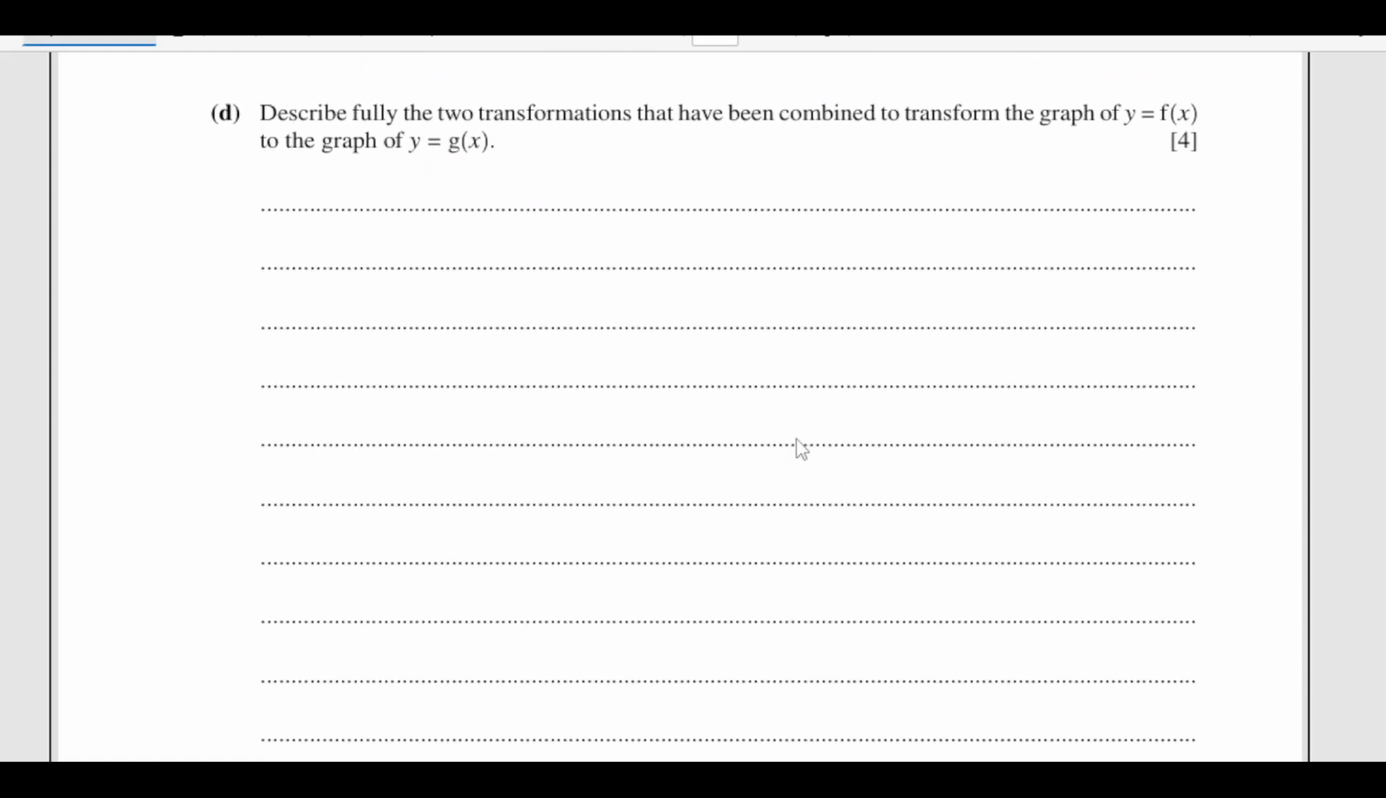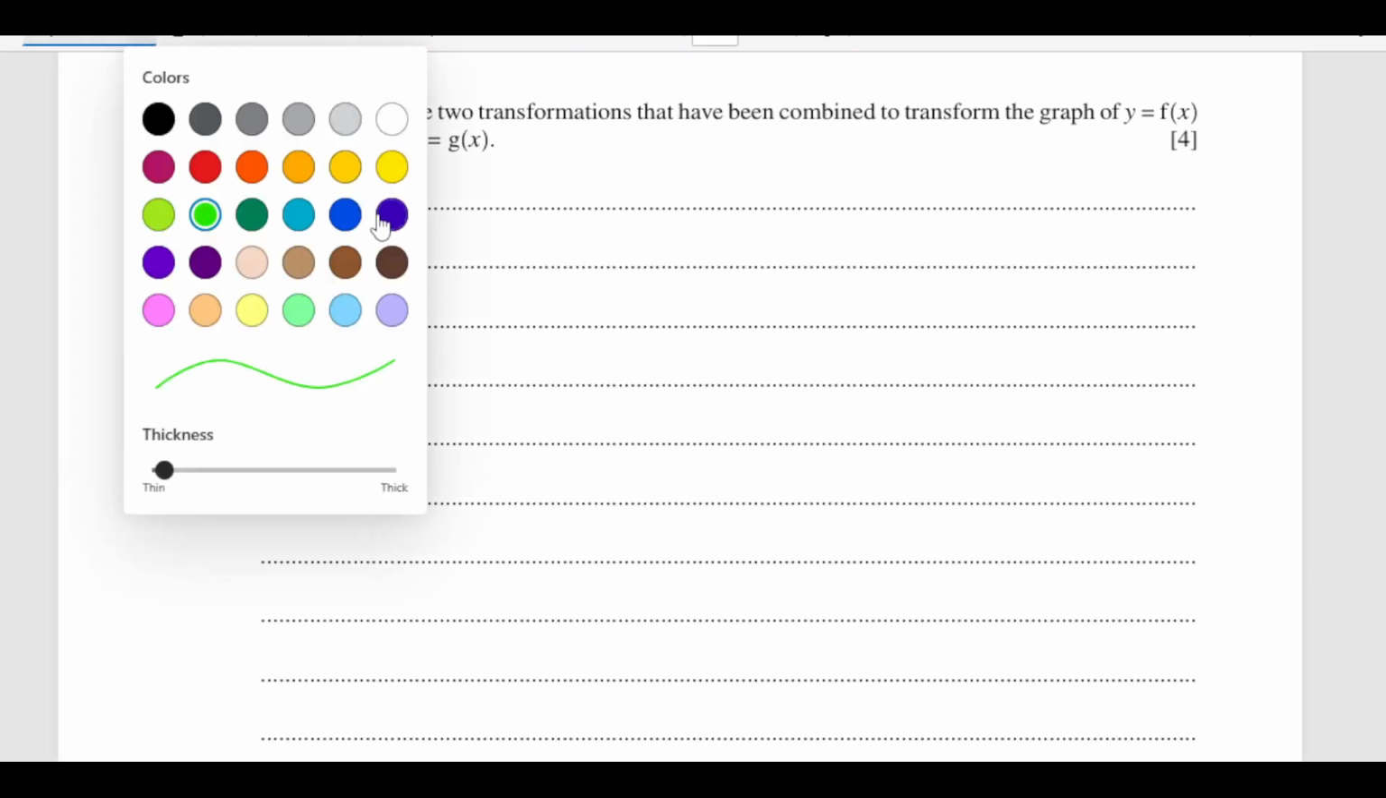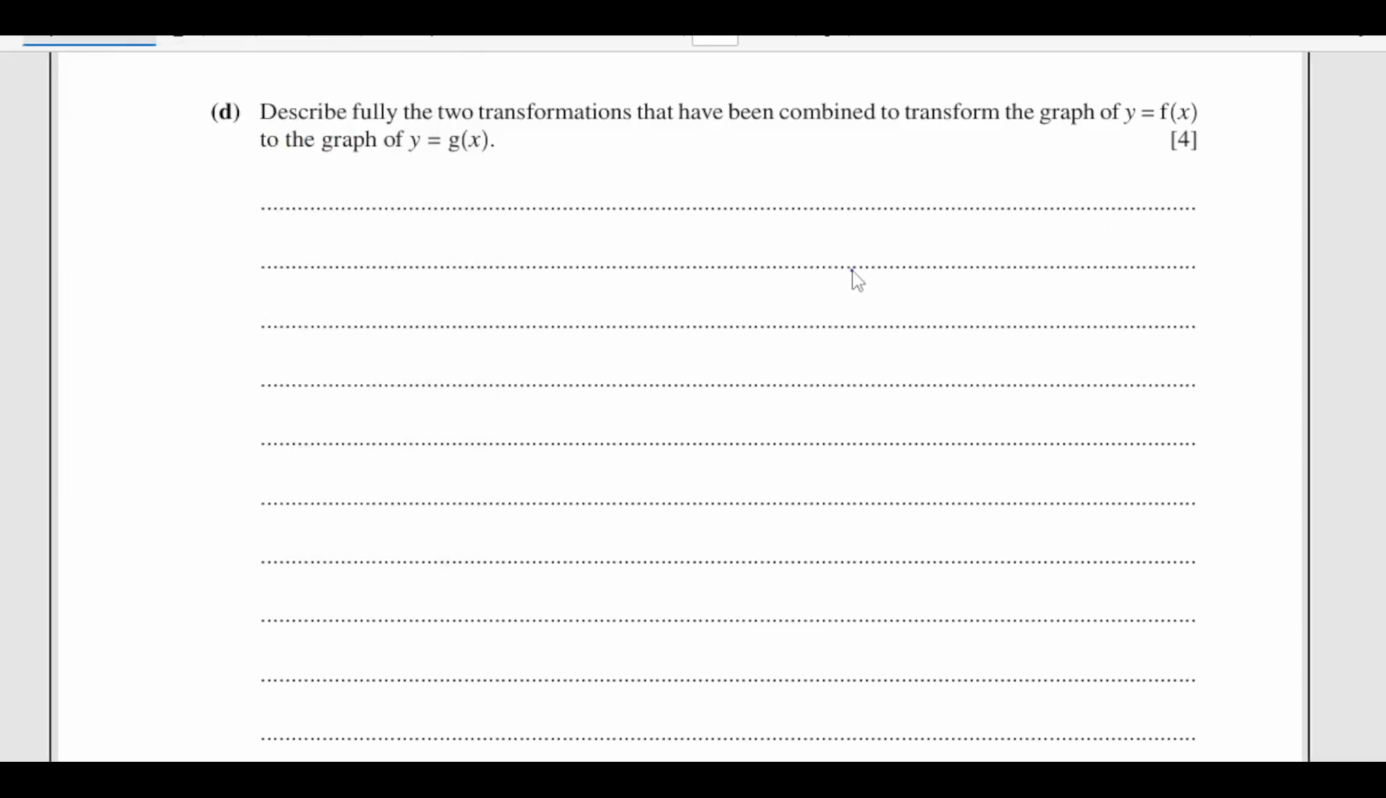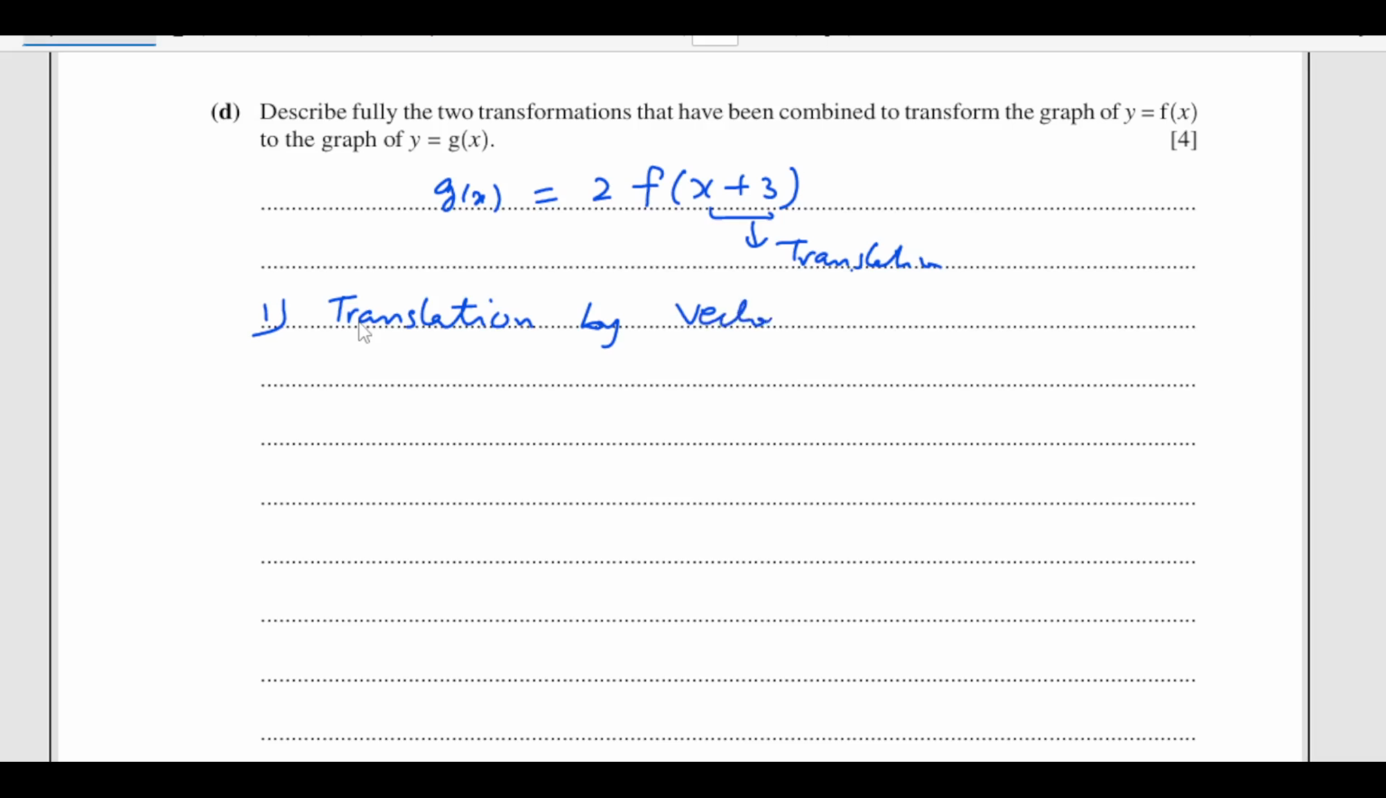Now part E, describe fully two transformations that have been combined to transform y equals f(x) to y equals g(x). So g(x) is equal to 2f(x plus 3), right? So what do we have here? First of all we have the translation. This one is a translation, right? So I will write down here, this is a translation by vector (negative 3, 0).